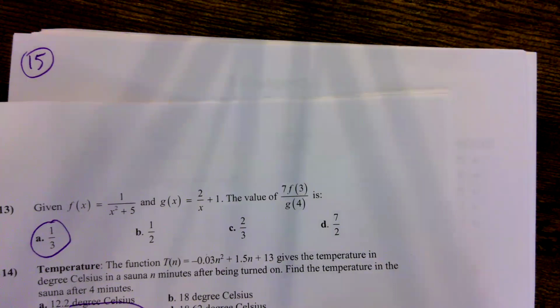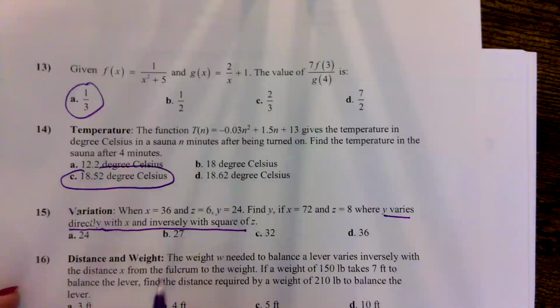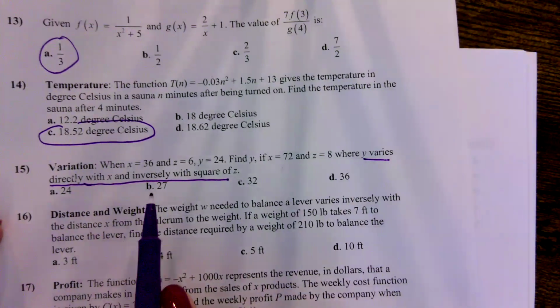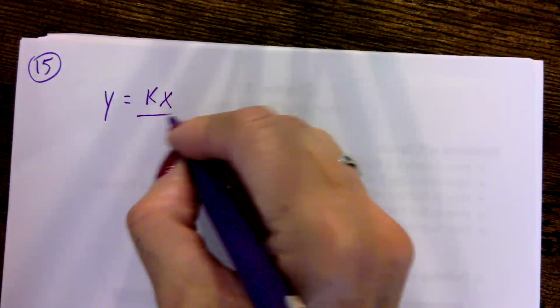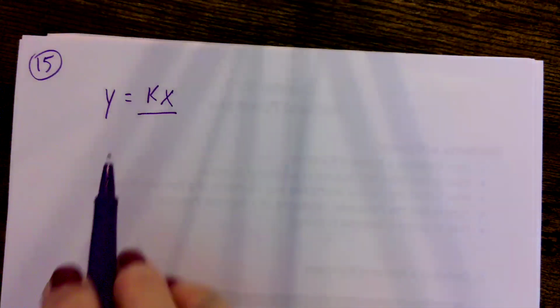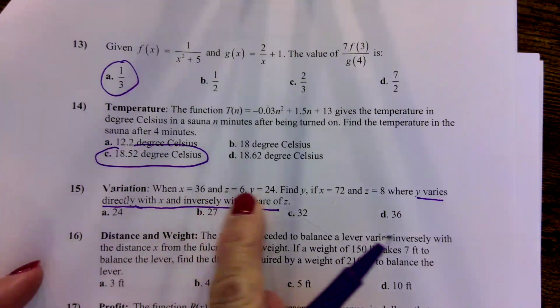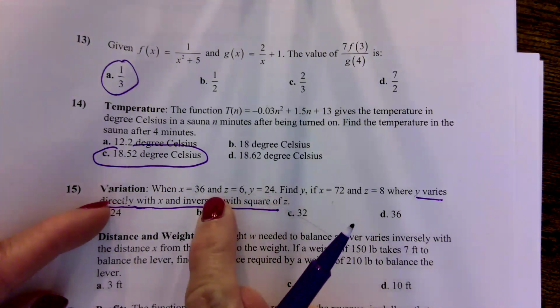And so it says Y varies directly with X and inversely with the square of Z. So Y varies directly with X, so we have to have the constant of variation. Inversely means that it's going to be in the denominator with the square of Z.